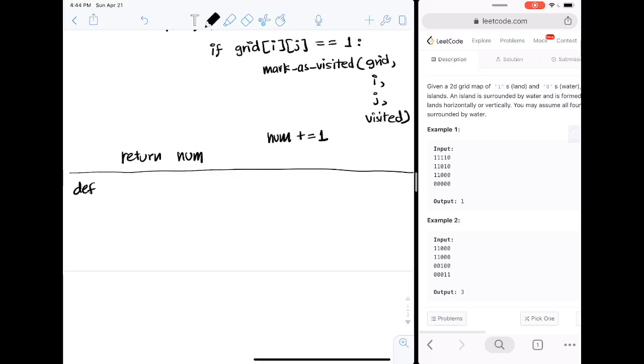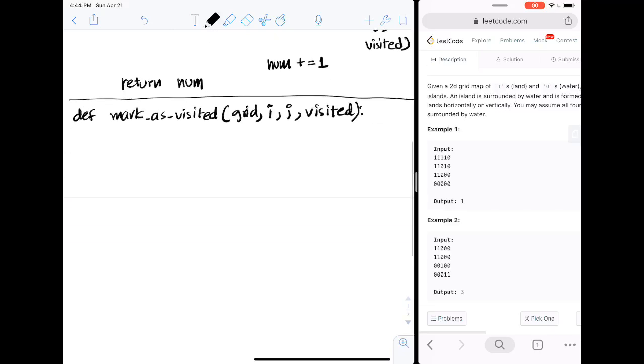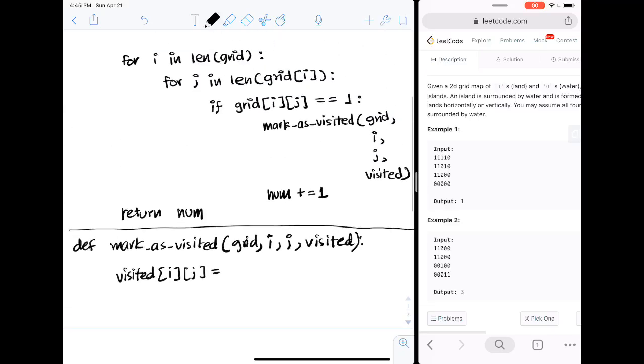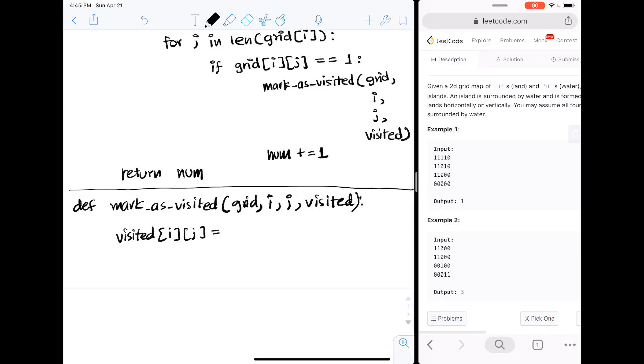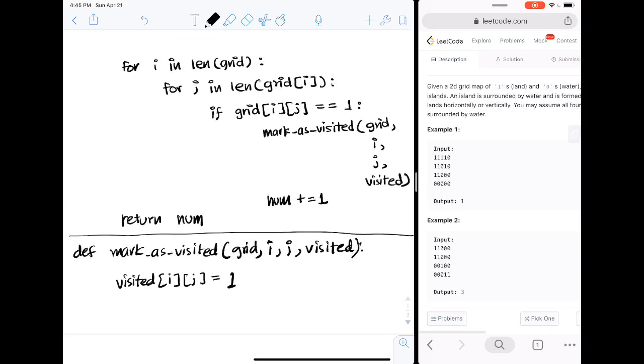So let's implement mark as visited real quick, because that is sort of the more important function that we have. So it takes in a grid, it takes in an i, it takes in a j, and then it takes in the visited. So what we want to do is say visited i j equals 1. So here's something I noticed right now.